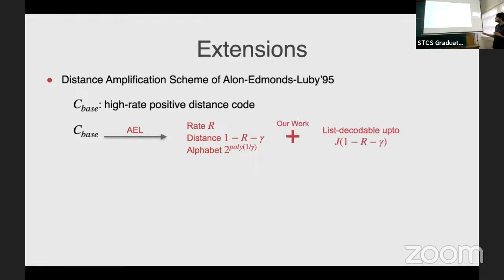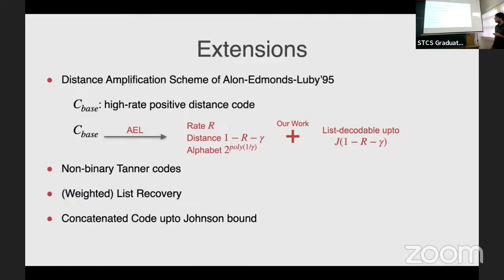And what we can show is that this amplification can be augmented with an algorithm that works up to the Johnson bound, assuming that the C base can be decoded up to some positive constant distance. And we can deal with higher alphabet variants such as list recovery, weighted list recovery. Particularly relevant for AEL, we can also do concatenated code, but up to the true Johnson bound, because this doesn't go via list recovery.